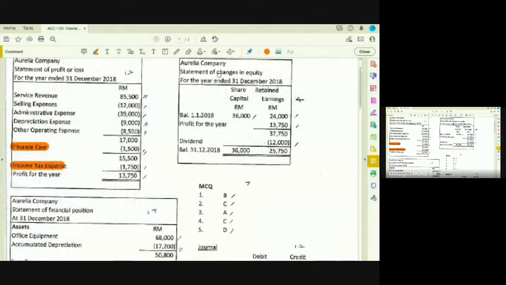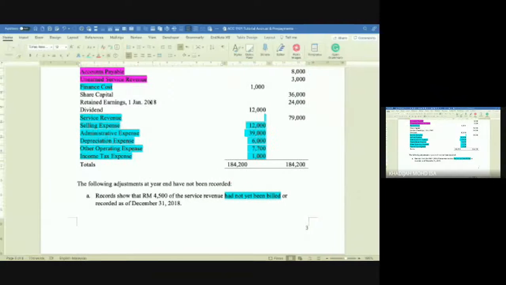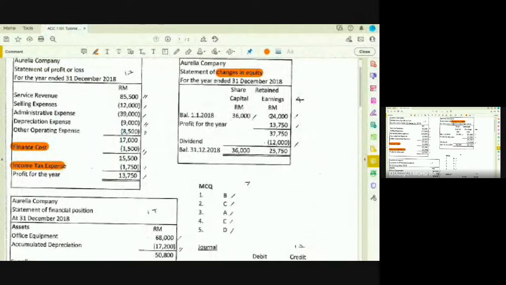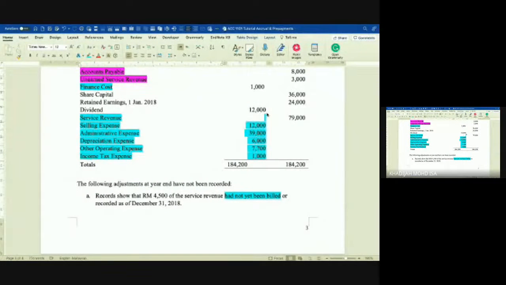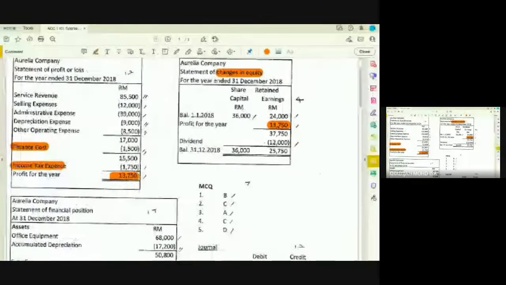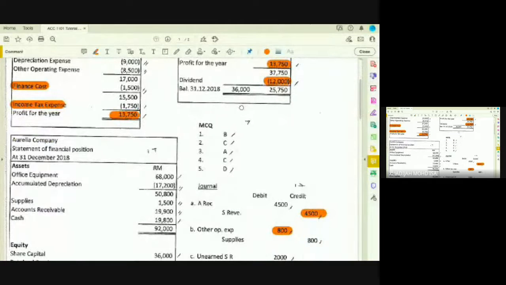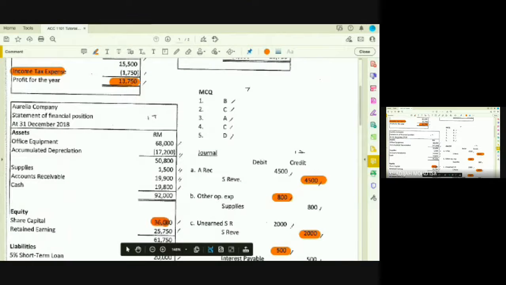Right, and then Aurelia, for the statement of changes in equity, look at the balance. Initially, you start with your retained earnings of 24,000. Then you add this 13,700 into your retained earnings. So now you have 37,750. Your capital does not change. But then you also have a dividend, right? Dividend is taken out from your retained earnings, 12,000. So that's why you have your 12,000 here against your retained earnings. Now you have this 36,000. It should be represented here, all right?